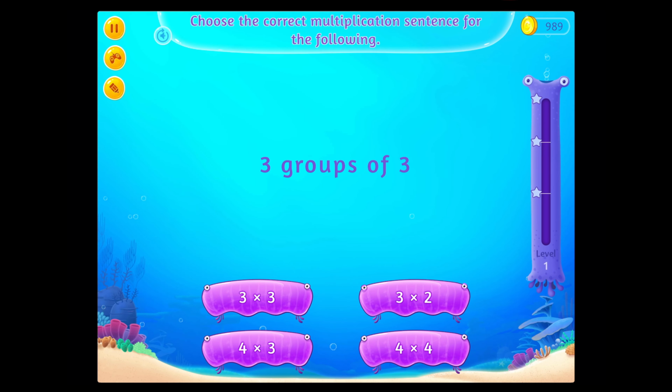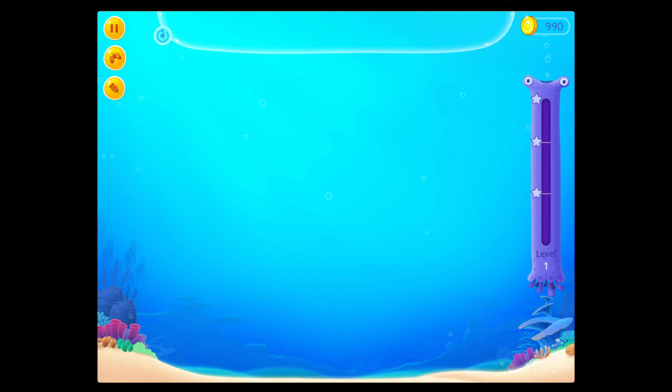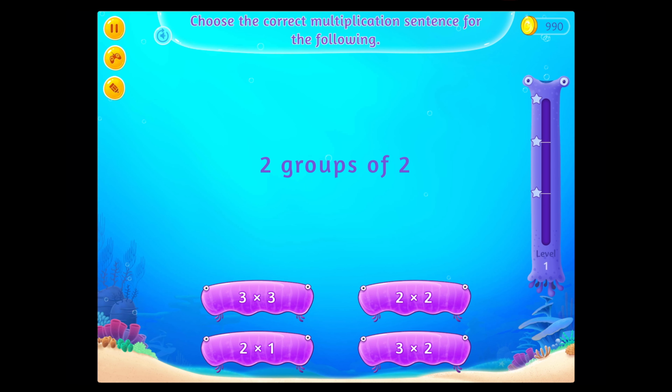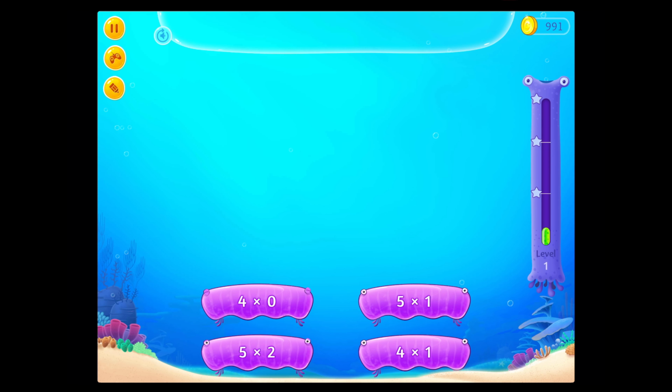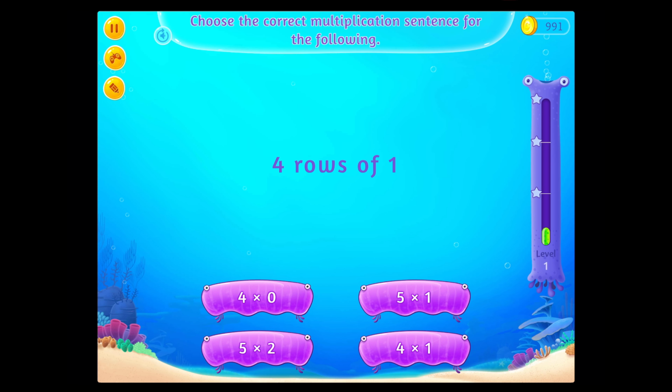Choose the correct multiplication sentence for the following. You rock! Choose the correct multiplication sentence for the following. Fabulous! Choose the correct multiplication sentence for the following. Awesome!